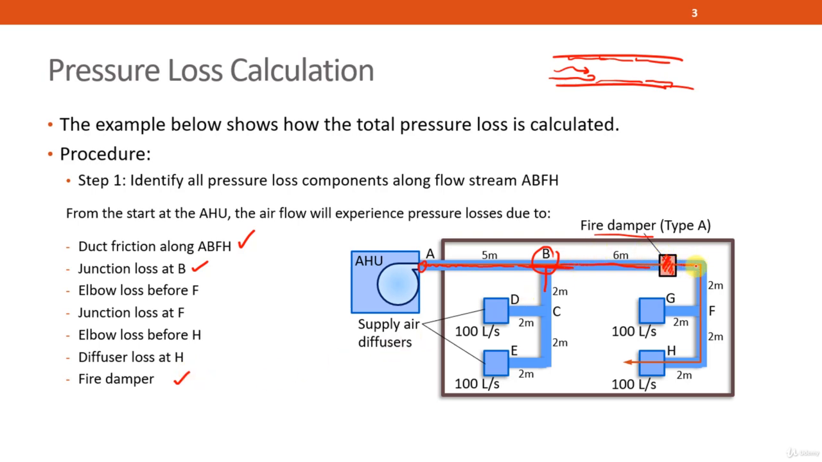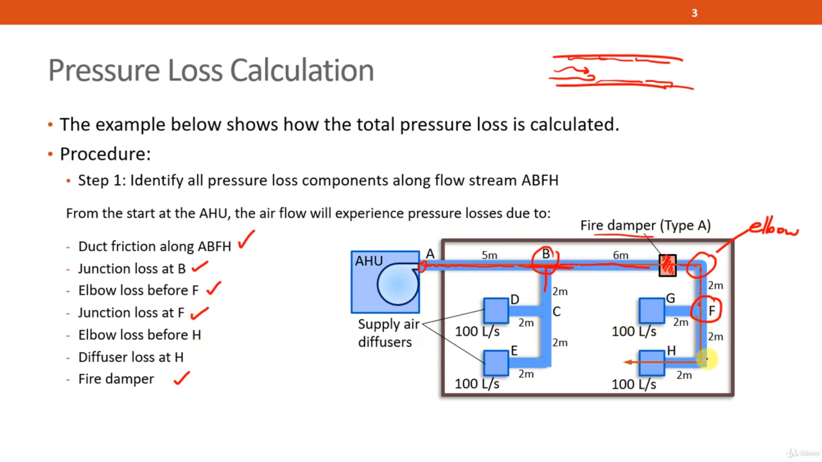And next, when it continues to move, there is this particular duct fitting, we call it the elbow. When the air needs to turn left or right, it is a disturbance to the airflow. So the elbow will also contribute to pressure loss. And because there's no particular alphabet, we will just call it elbow before F. So elbow before F will be the next one. Then the air will continue to travel forward until it reaches another T junction over here. And this is junction F. So this is the one, junction F.